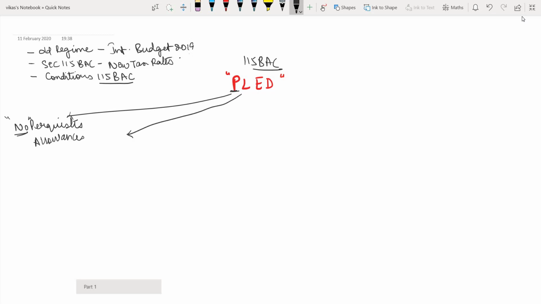Then what is L indicating over here? No losses will be set off. Now what do you mean by no losses will be set off? The meaning over here is that no losses carried forward from the previous year will be set off.